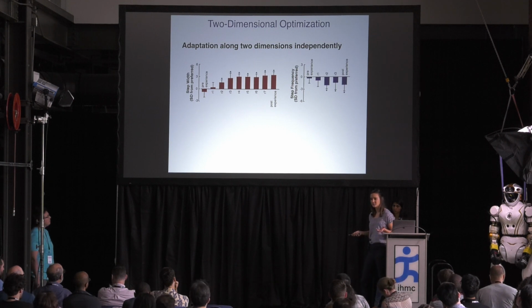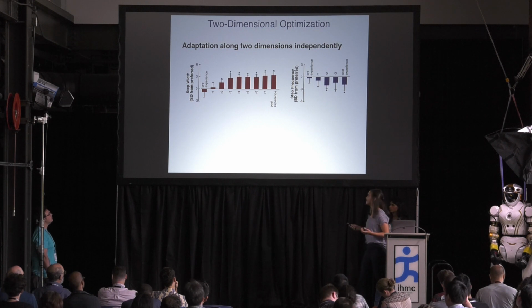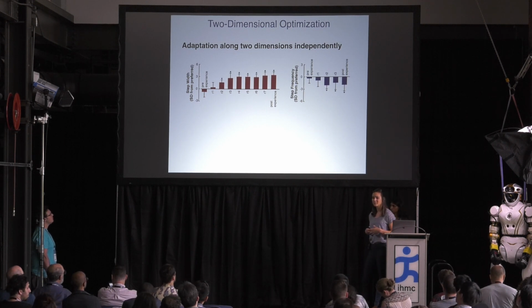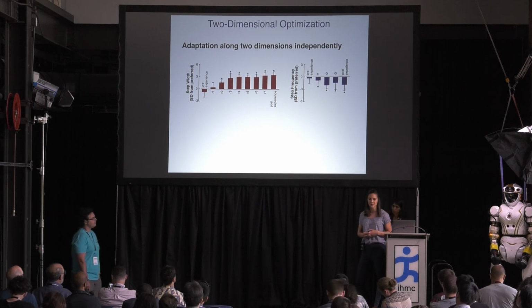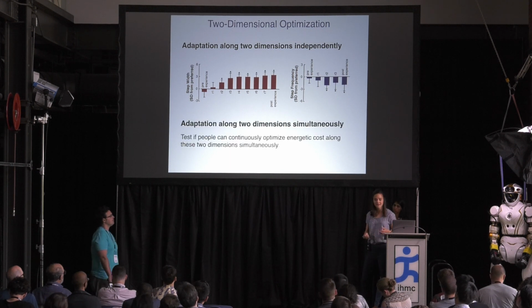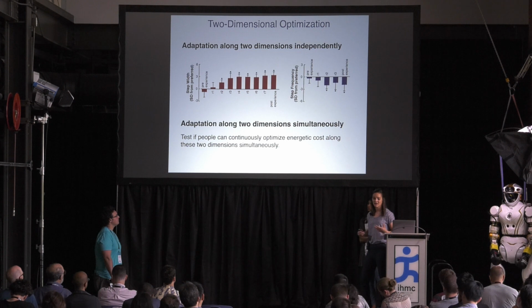Towards understanding two-dimensional optimization in walking, we have tested for energy optimization in step width and step frequency independently. And we have found that people will adapt their width wider than initially preferred to converge on the new energy optimal width, as well as adapt their frequency lower than initially preferred towards the new energy optimal frequency. And our next step is to test for energy optimization along these two dimensions simultaneously.